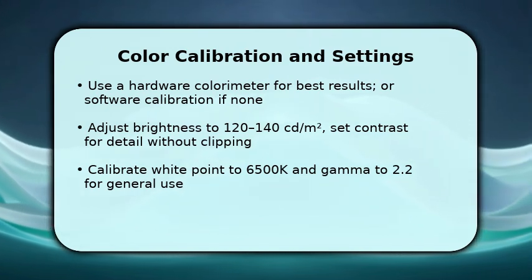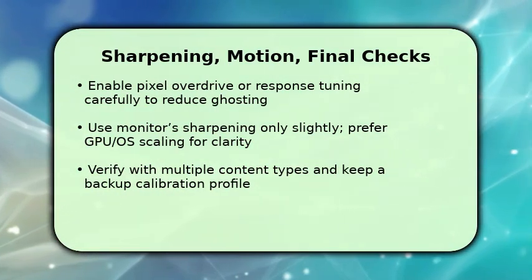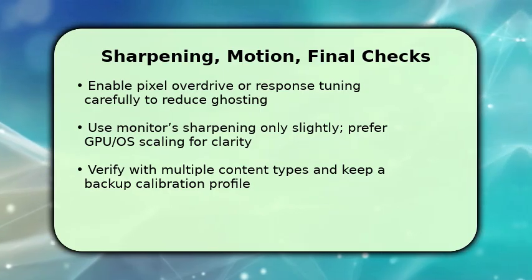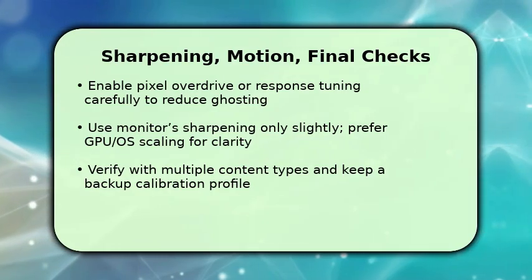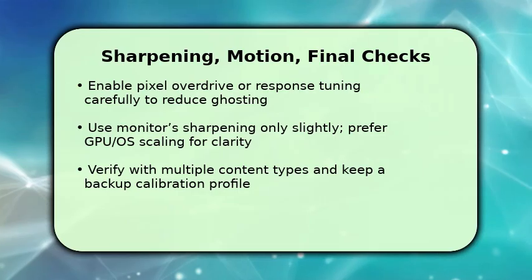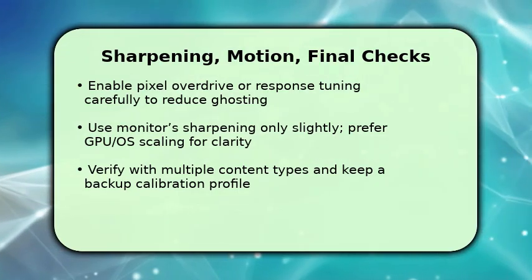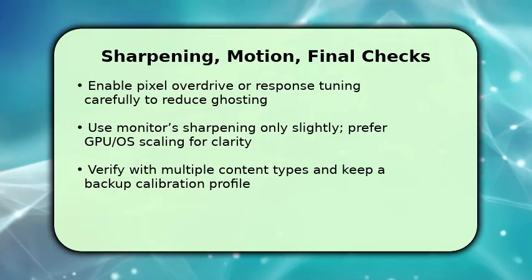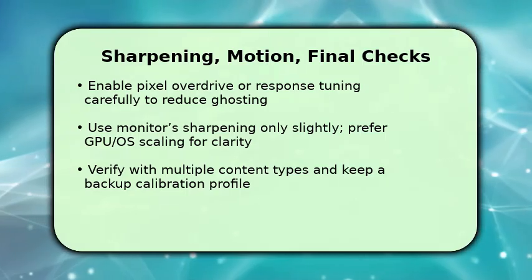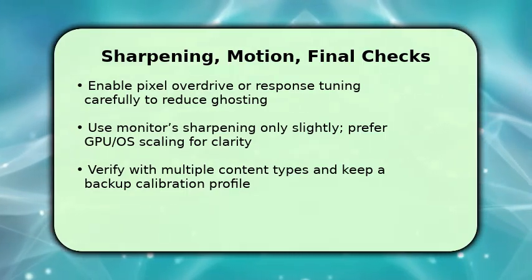Finish by addressing motion and clarity. Enable overdrive or response time only enough to cut ghosting without introducing inverse artifacts. For sharpness, avoid heavy in-monitor sharpening. Instead, use GPU scaling or render at native resolution and let the OS handle scaling for crisp text. Test with photos, video, and text to ensure consistency across content. If things look off, revert to your backup calibration profile and rerun a quick calibration. This troubleshooting step saves time if settings break.